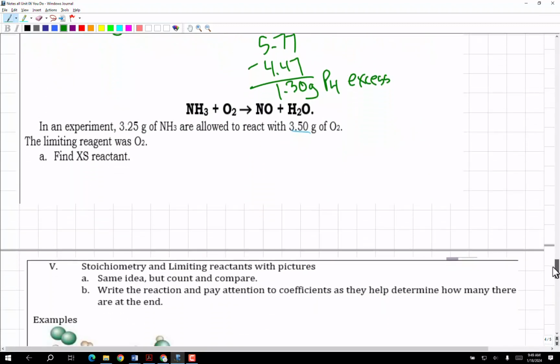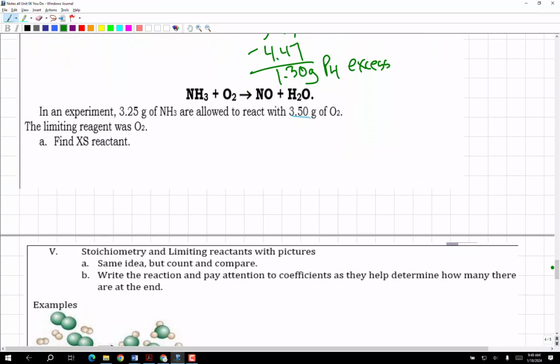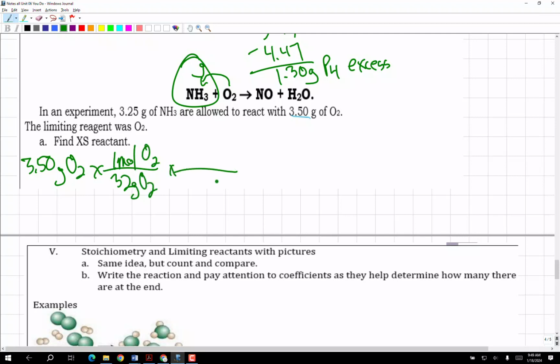Okay? All right. An experiment, 3.25 grams of aluminum react with 3.50 grams of oxygen. The limiting reagent was O2. So that means I'm going to convert O2 into NH3 in grams and then subtract. 3.50. So I'm cutting out that limiting reactant part, O2 times 1 mole over 32 grams of O2 times moles over moles, moles O2, moles NH3. Moles over moles use coefficients. Oh no, it's not balanced.